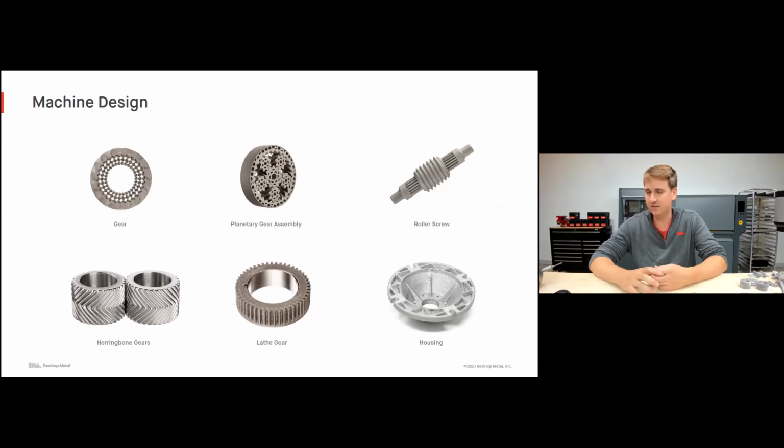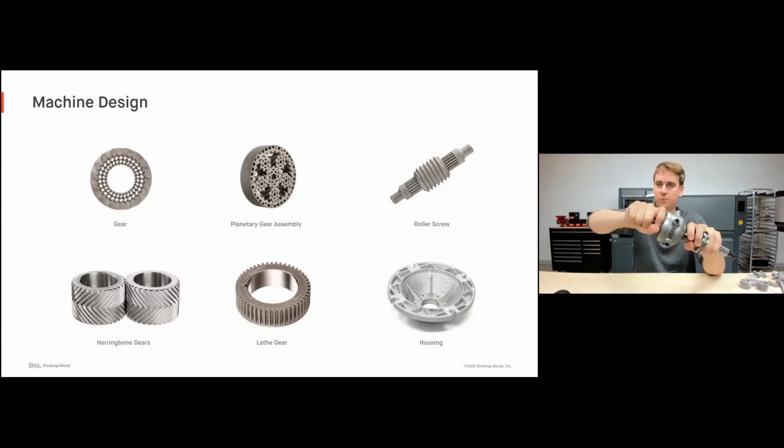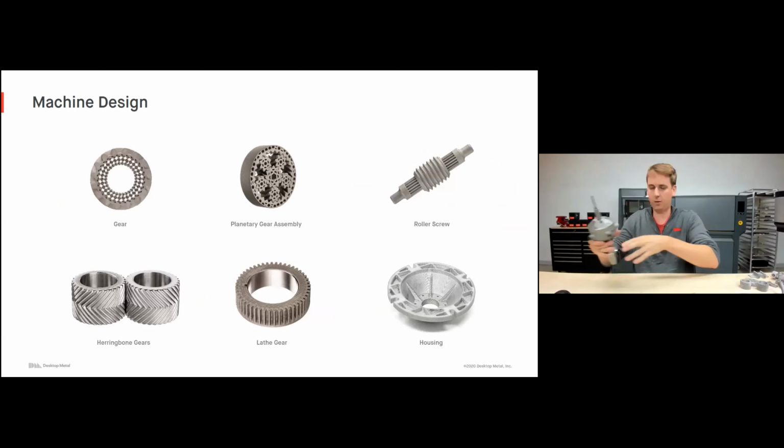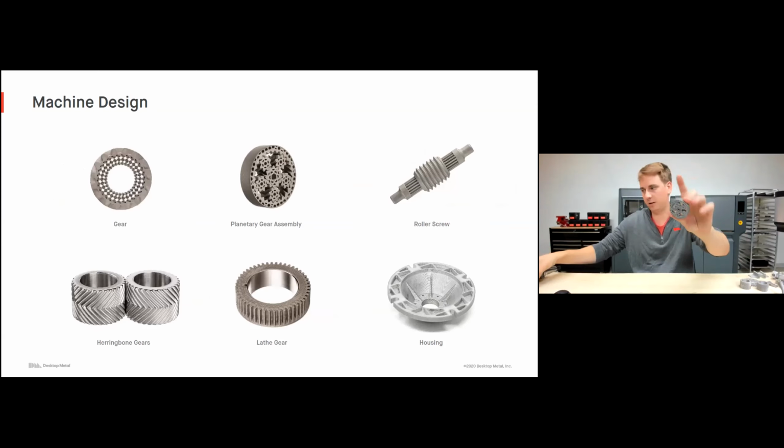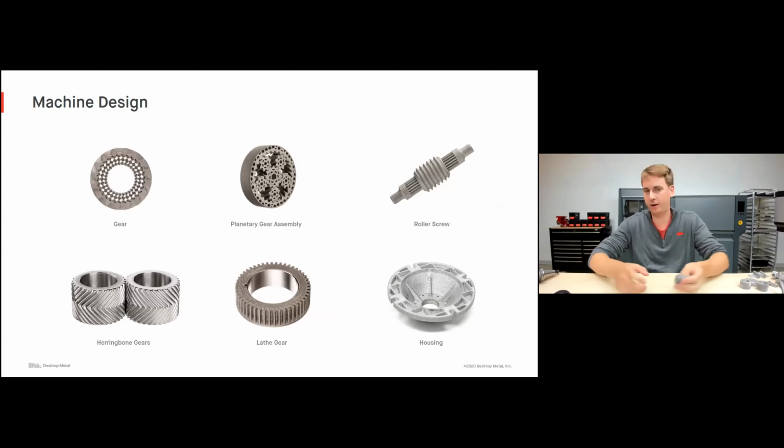Machine design. Machine design is a very common industry for us. Complex gearing, things that are moving in relation to one another. Planetary gear sets that we'll look at and talk about later. Roller screws for actuators, gearing, different motor housings, different motor mounts to hold different size motors. All great applications for the Desktop Metal products because they're relatively complex and they're usually produced in relatively low volume.